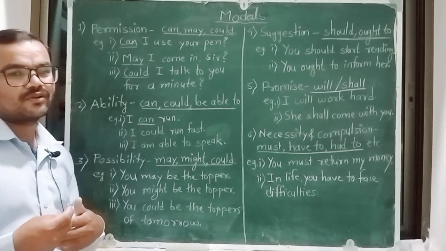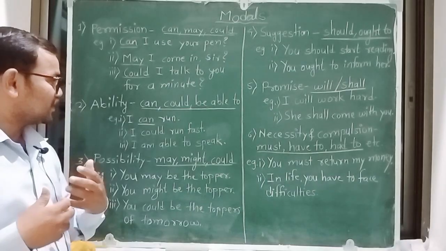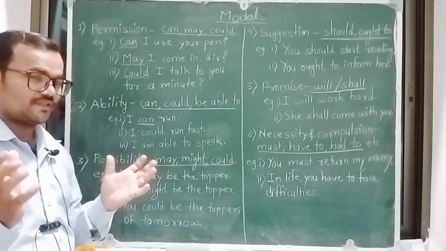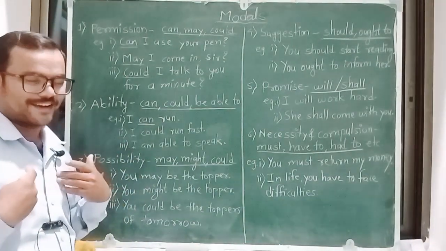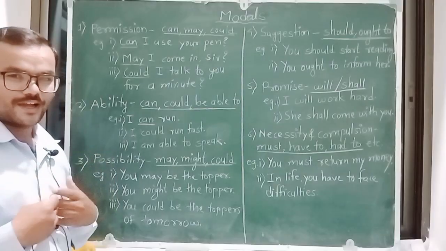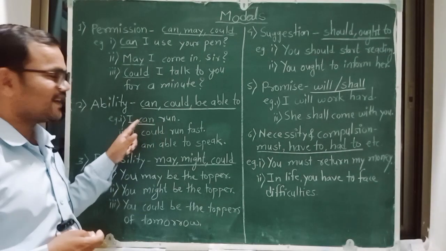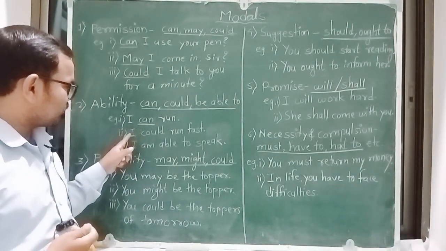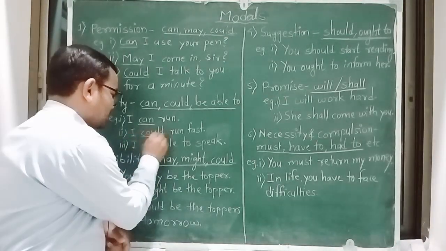So I can run, now I can run, as I do have two legs. Where can indicates my present ability. If you see the second example, "I could run fast." Over here, could is a modal auxiliary which expresses ability of the past. So could is used to talk about abilities which were present in the past.